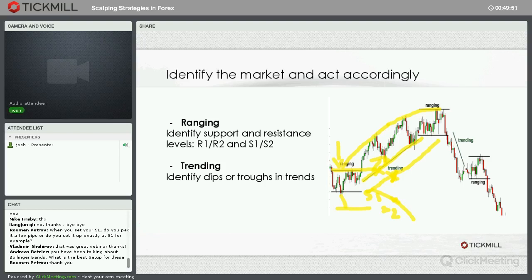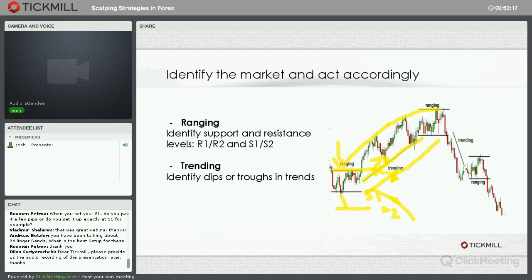Andreas, your question on Bollinger Bands, what is the best setup for these? That's an interesting question. So for range-bound trading, I would say 14 periods and 2 standard deviations. And for trend trading, you can also use 14 and 2, but I tend to use a slightly more relaxed setting of 20 and 2, 20 to 25 and 2.